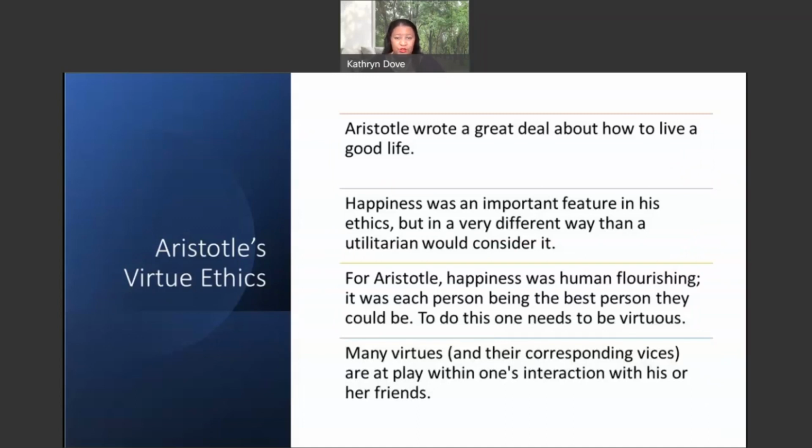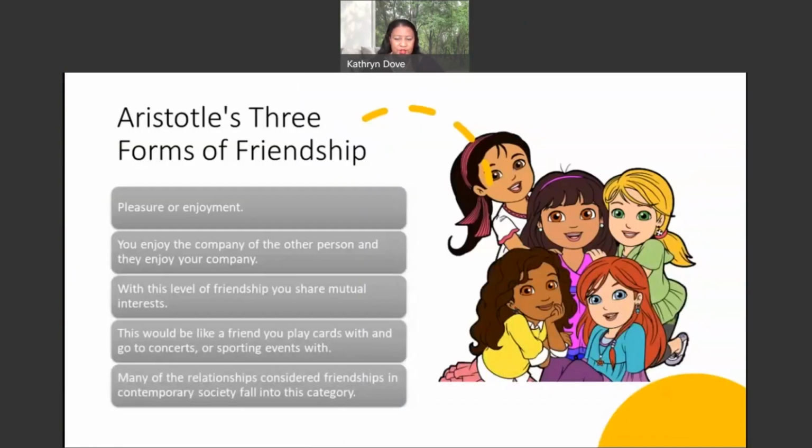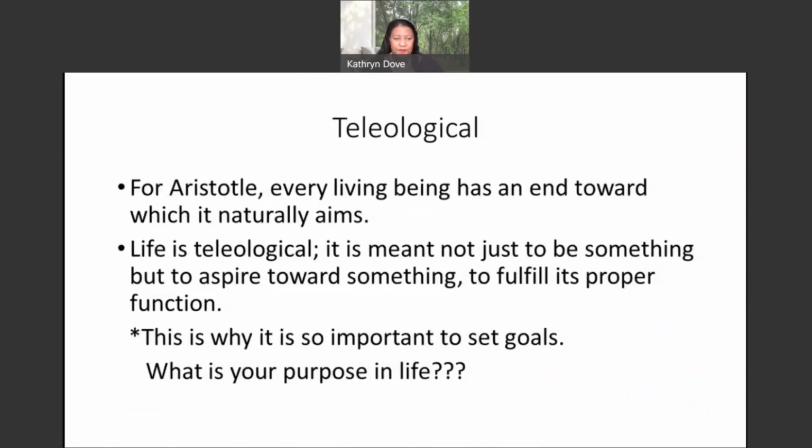So Aristotle wrote a great deal about how to live a good life. Happiness was an important feature in his ethics, but in a very different way than a utilitarian would consider it. For Aristotle, happiness was human flourishing. It was each person being the best person they could be. In order to do this, one should be virtuous. And many virtues and their corresponding vices are at play with one's interaction with his or her friends. So again, please be sure to attend the Module 3 live session on Wednesday, where we will discuss friendship in more detail.